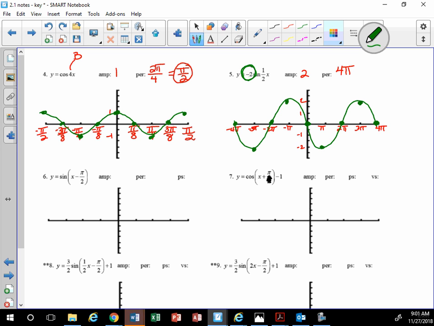Okay, guys. So for notes today, all we were doing is an amplitude change and a period change. We're not going to do the shifting ones yet. We will do those next. So that's going to be 6, 7, 8, and 9. So what I want you to do right now is look in your packet for classwork 4.1.